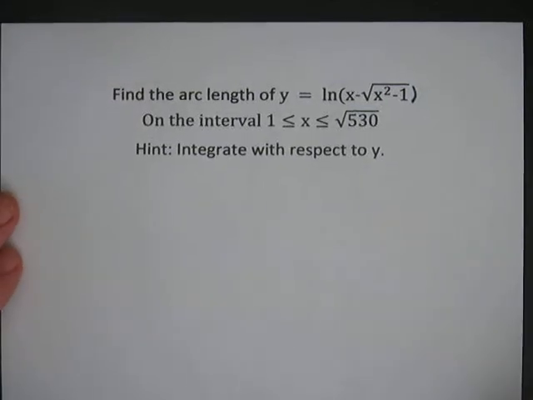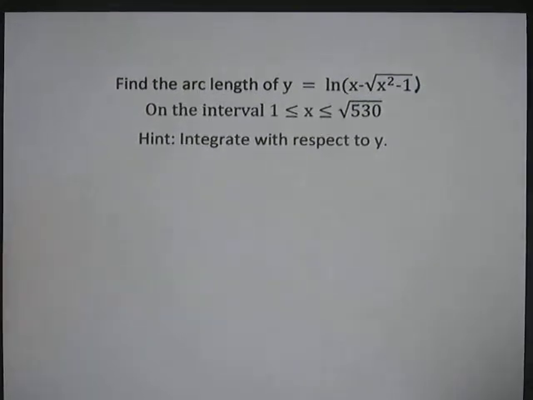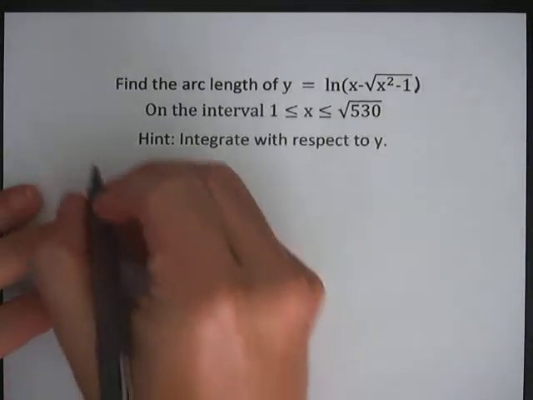Okay, on this problem we're asked to find the arc length of the function on the following interval, and it tells us that we should integrate with respect to y. That's our hint. Okay, so if we're going to integrate with respect to y, we have to get this function set equal to x first of all. So how do we do that?